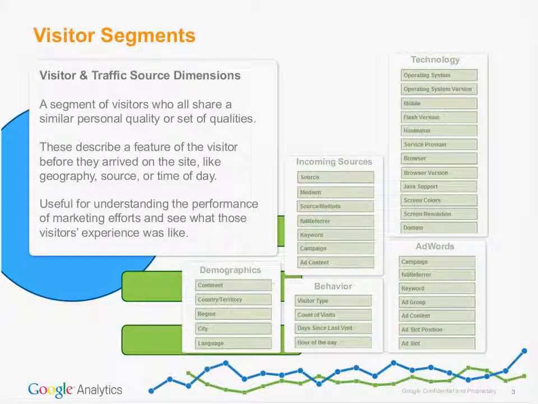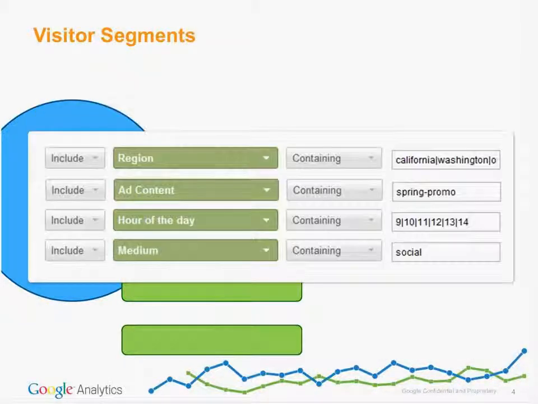visit. You can also investigate based on what technology they use to reach your site, or even if you have AdWords linked, what specific elements of your AdWords SEM campaigns sent visitors to your site. And again, we'll talk more about what it means to pivot on one of these dimensions, but here are some early examples of key segments within those dimensions.